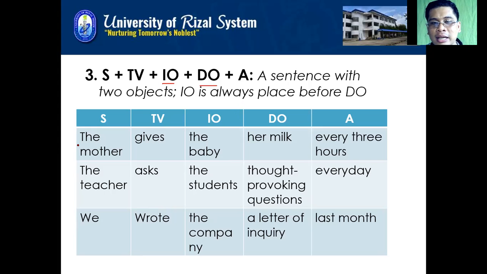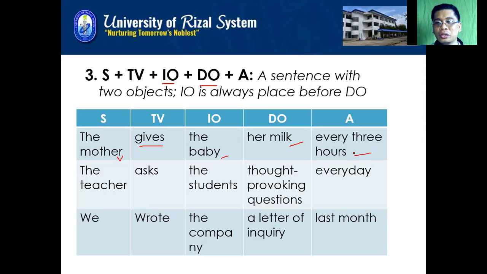So the first one is the mother gives the baby her milk every 3 hours. So the subject here is the mother. The transitive verb here is give. The indirect object is the baby, and the direct object is her milk, and the adverb here is every 3 hours. So let's analyze the sentence one by one.